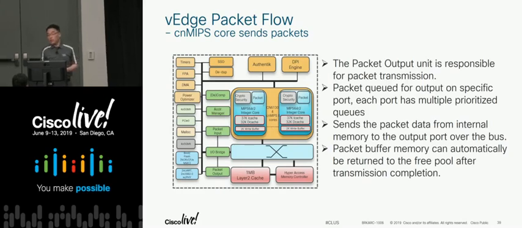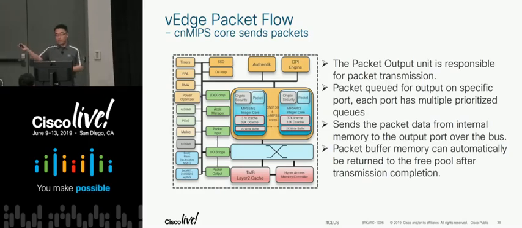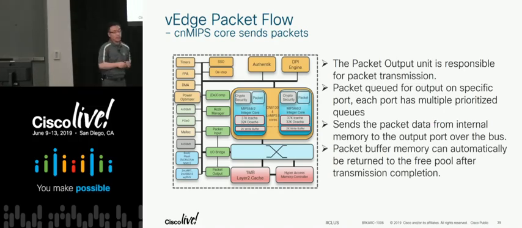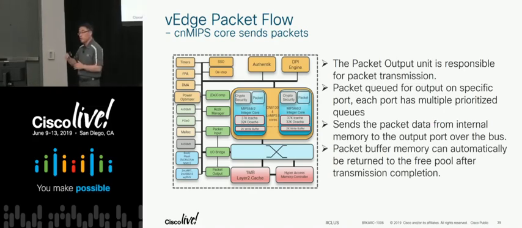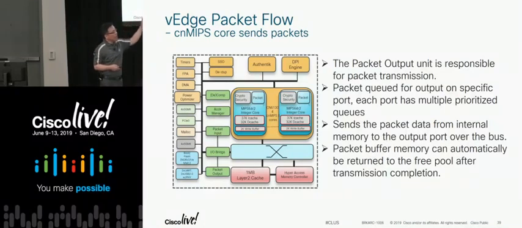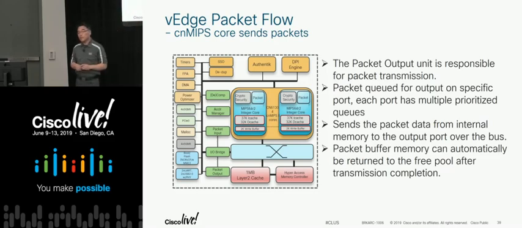The packet output unit is responsible for packet transmission. Packets are queued on the egress interface with multiple prioritized queues. SD-WAN supports up to 8 queues on the egress interface. The packet output processor is going to send the packet from the internal memory over the bus to the egress port. Then after that, the packet memory will be freed up automatically.